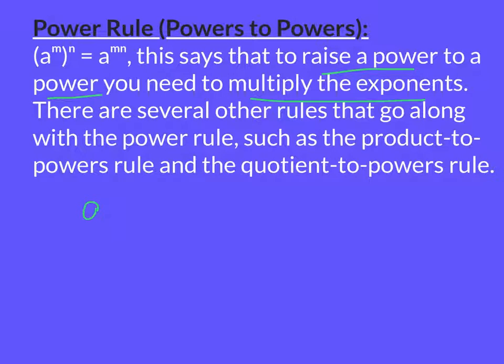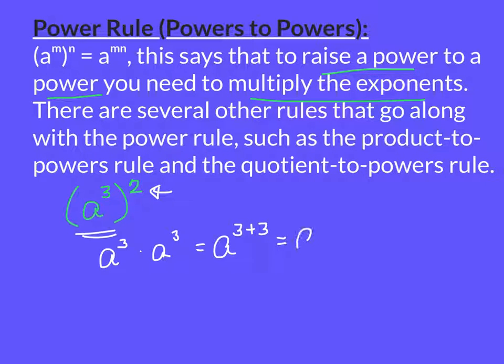Say we had a to the third power, and we wanted to raise that to the second power. The power of 2 tells us that what's in parentheses gets multiplied times itself. So that's a to the third power times a to the third power. Now we can go right to the product rule that we just learned, which would mean a to the 3 plus 3 power, which would be a to the sixth. But that still hasn't really proven it to us.